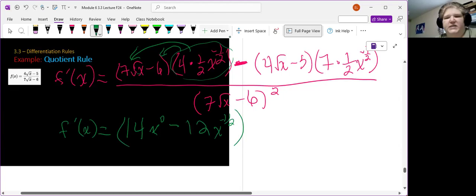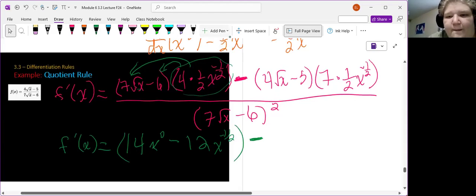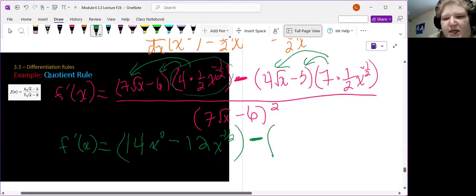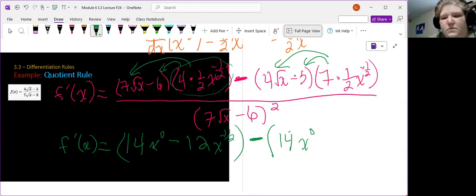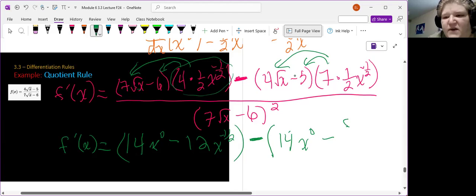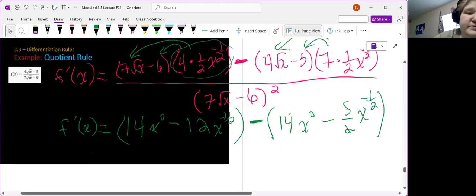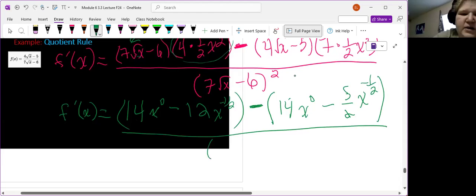Now I'm going to go ahead and keep some parentheses around that just to be safe. Around the first part, it's not going to make a difference, but for the second part, you don't want to lose these parentheses. And same idea, we got to distribute to both of these crazy terms. So that is 14, and it's another x to the 0. Great, my pen battery's low. Minus a very ugly 5/2 x to the negative 1/2, all over the denominator squared.